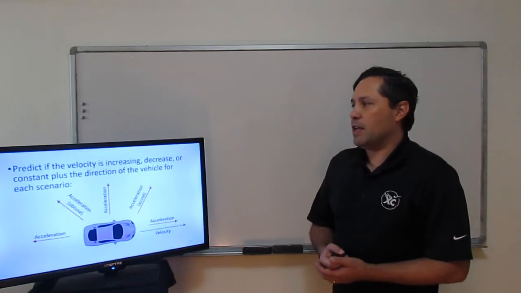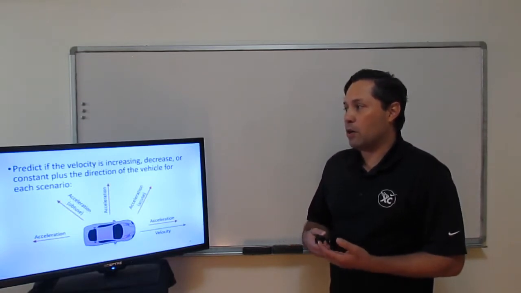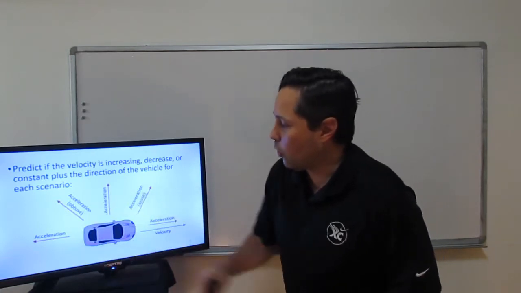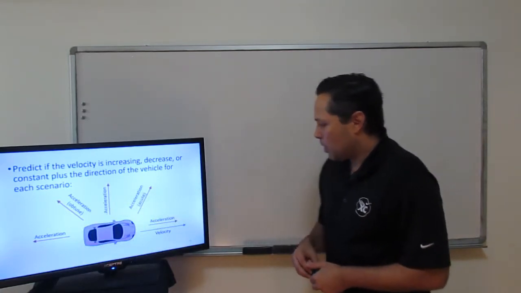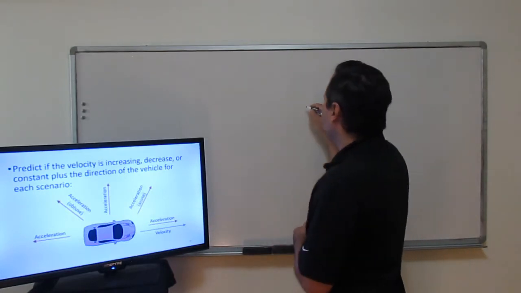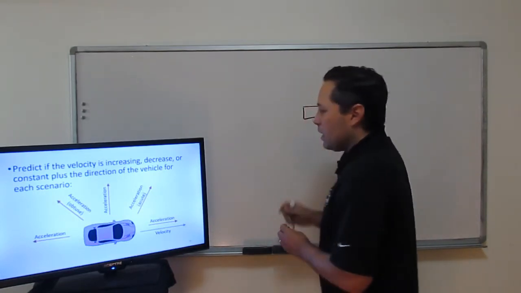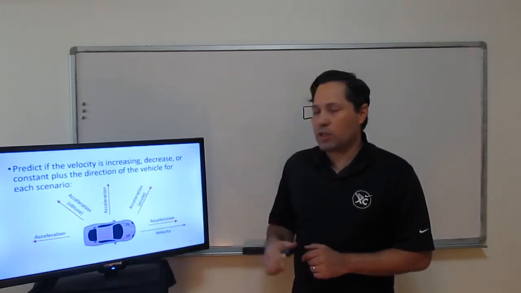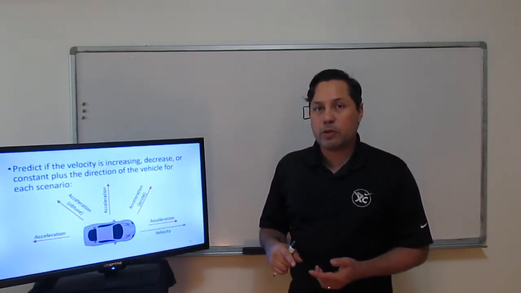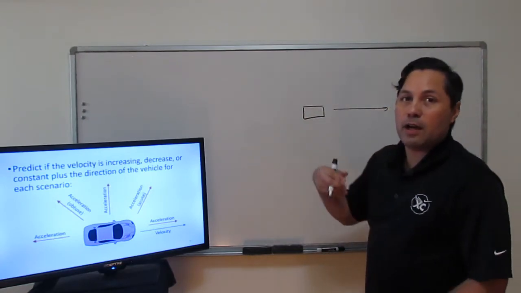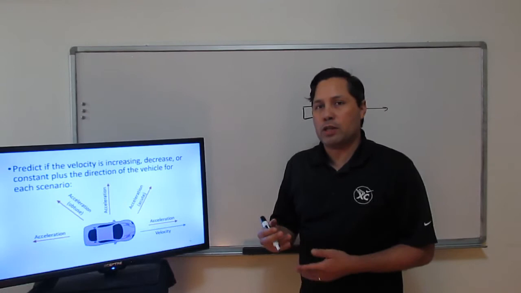Now, predicting if the velocity is increasing, decreasing, or staying constant, if you have the acceleration going all sorts of different directions, it's best to do it with some drawings. So we're going to have the vehicle here. In scenario A, velocity is in this direction and acceleration is in that direction as well. What's happening to the car? The car will continue to travel in that direction and the speed will be increasing as well.